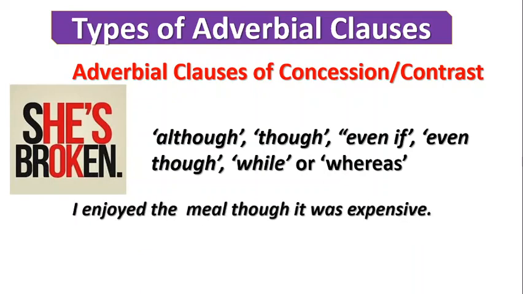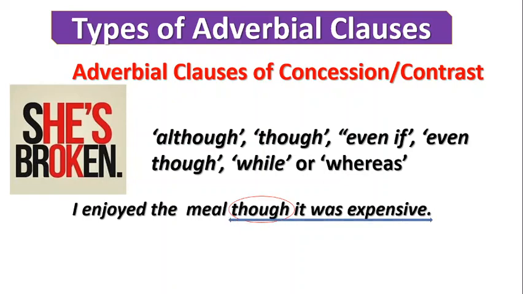If you look at the example, I enjoyed the meal, though it was expensive. Oh, there is a contrast. A meal is not supposed to be as expensive as this one is. Nevertheless, I enjoyed it. Do you observe that in this sentence? Beautiful. Are you able to spot the subordinate conjunction? Though. And with that, you are able to spot the subordinate clause. Correct. Though it was expensive.